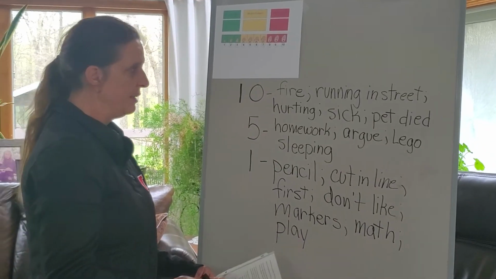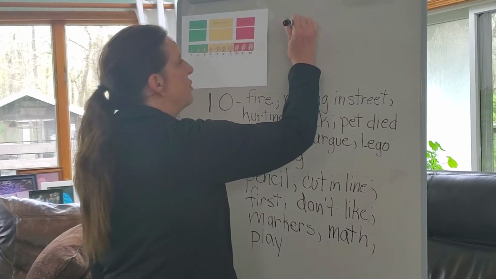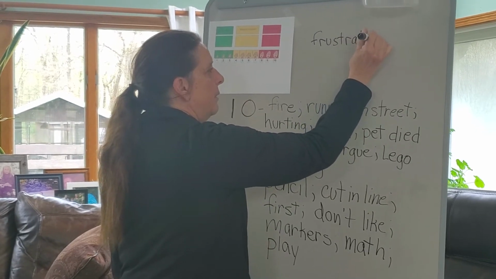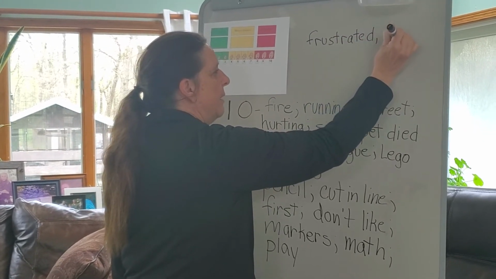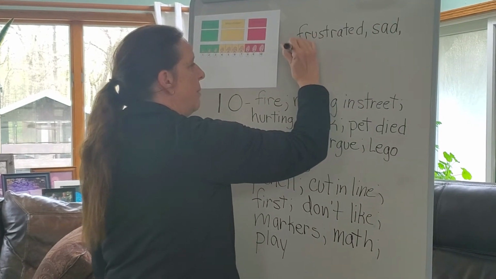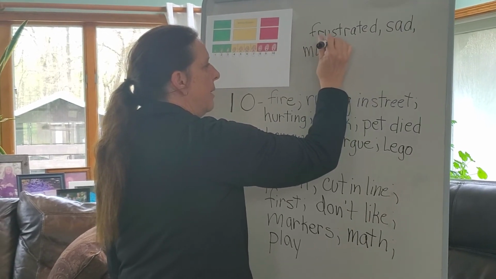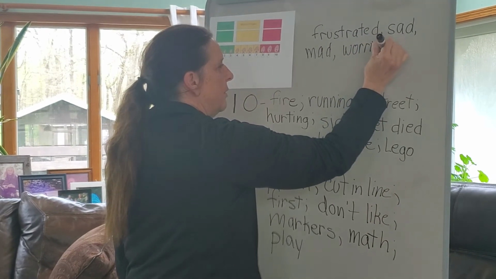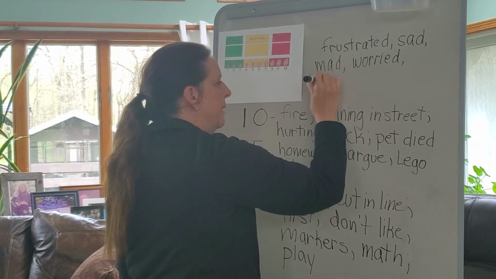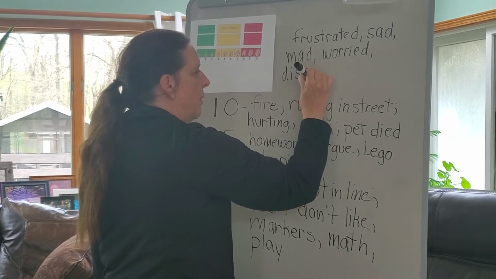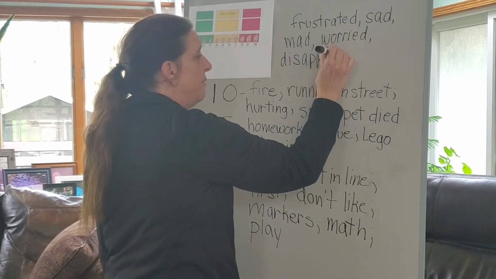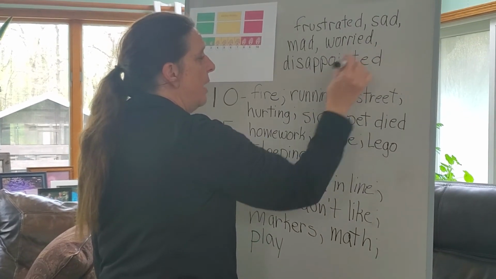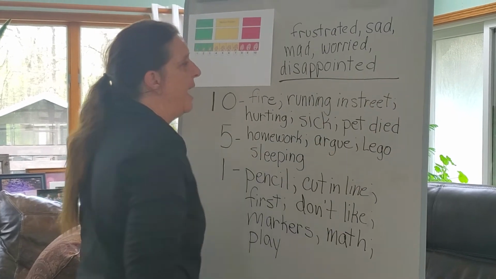So the thing is, what we talked about with these three things, the feelings that we have. Some of the feelings we can have is you could feel frustrated. You can feel sad. You can feel mad. You can feel worried. You can feel disappointed. And you can have more than one feeling at the same time. But we all know our uncomfortable feelings that we have.